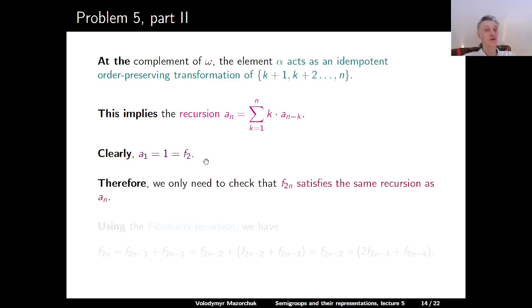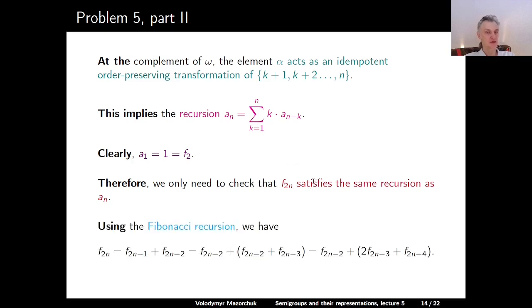Therefore, if we want to prove that A_n is equal to F_{2n}, we only need to check that F_{2n} satisfies exactly the same recursion. So let's derive this kind of recursion for F_{2n} using the Fibonacci recursion. We start from F_{2n}, and by the Fibonacci recursion, F_{2n} is equal to F_{2n-1} plus F_{2n-2}.